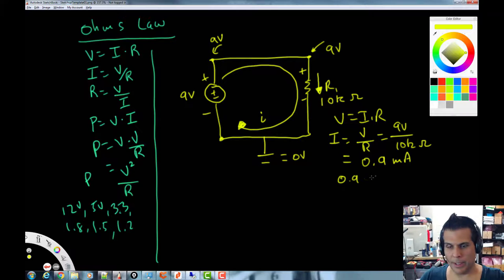So we have 0.9 milliamps. If we want to turn this into microamps, we have to move the decimal 3 times to the right. 1, 2, 3. So we would have 900 microamps. So there's 900 microamps flowing in that circuit with the 10K resistor, all right? And so there's one example right there. As we increase this resistance, the current is going to decrease, decrease, decrease. So let's do another example.